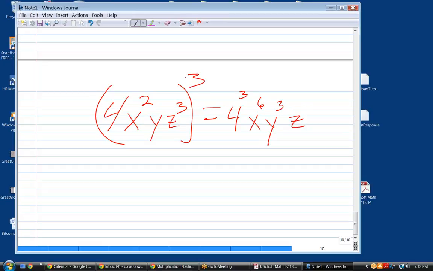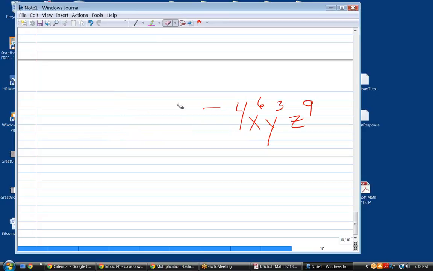Cubed. 3rd. What are we doing here? What's it called? Exponentiation. Okay. What do you do to the exponents when you're doing exponentiation? You multiply them? So Z to the 9. Okay. And then 4 cubed is 64. Okay. What's this?